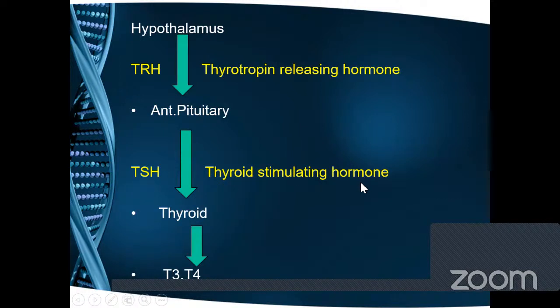Because of that, there will be release of thyroid stimulating hormone. It will act on the thyroid gland, and then T3 and T4 will be released. Now there is something called feedback inhibition. The T3 and T4 released in the circulation will provide a signal to the hypothalamus as well as the anterior pituitary. So this is a negative effect. Because of that, the further release of TRH or TSH will be reduced, so further synthesis and release of thyroid hormones will be decreased. This is the concept of feedback inhibition.